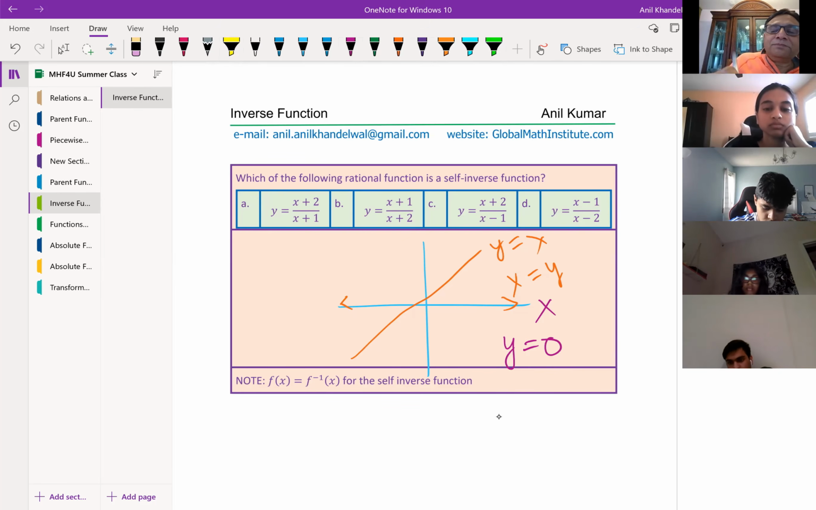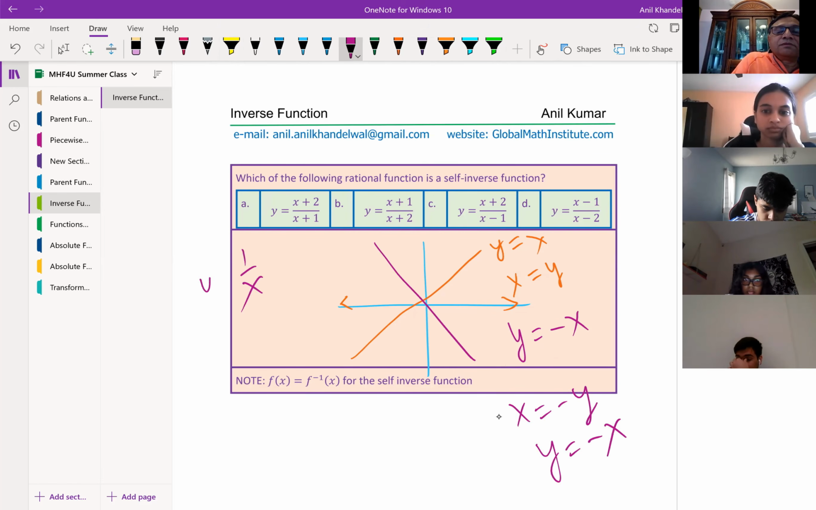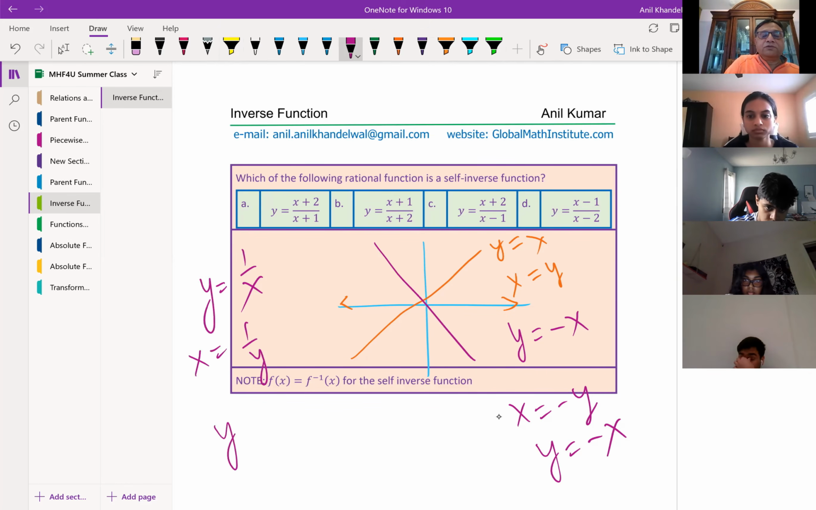Let me take another line, which is perpendicular to this: y equals minus x. If I swap, I get x equals minus y, which is the same as y equals minus x. Is that clear to you? Self-inverse. I'm giving you examples of self-inverse. Another example, 1 over x. If I swap x and y, what happens? x equals 1 over y. It is the same, right? y equals 1 over x. Self-inverse. Do you see that?